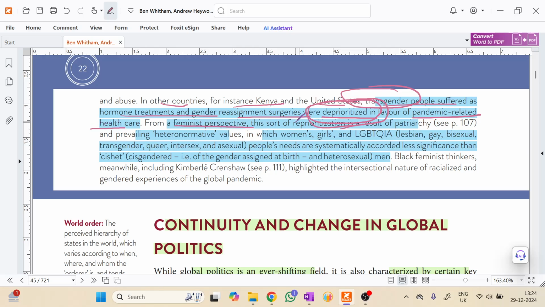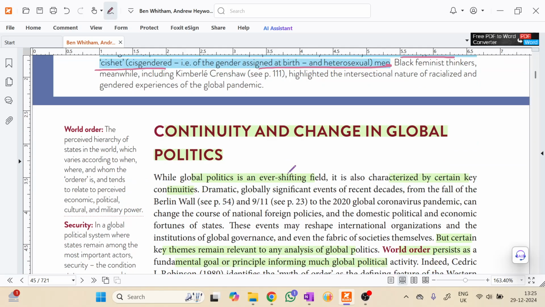So from a feminist perspective, this reprioritization is a result of patriarchy and prevailing heteronormative values, according to which women, girls and the LGBTQ community are accorded less significance than cishet, which is cisgendered, men.